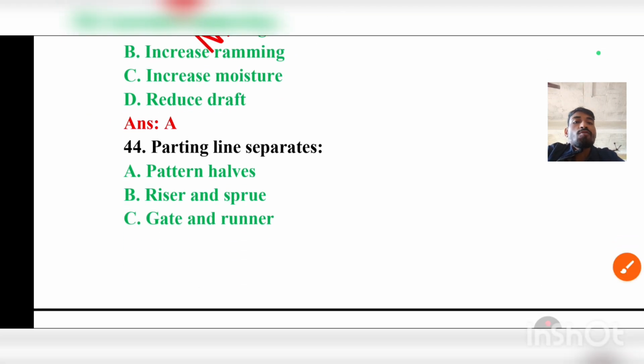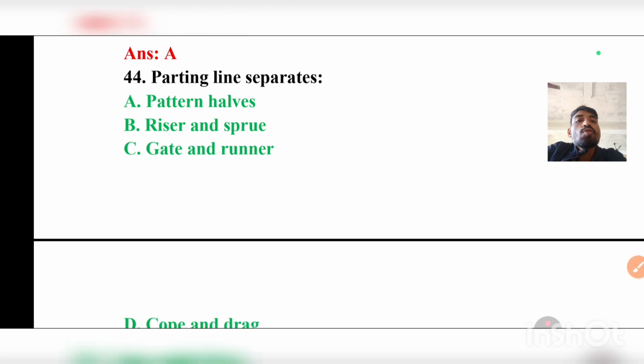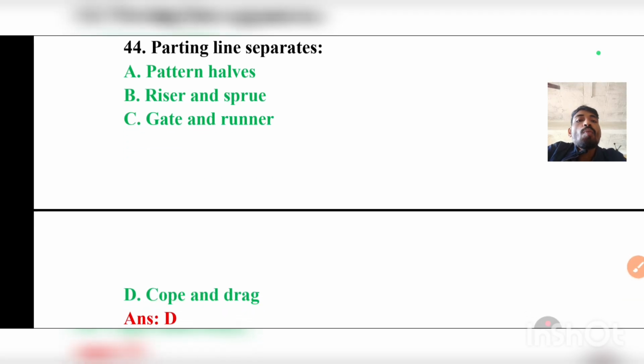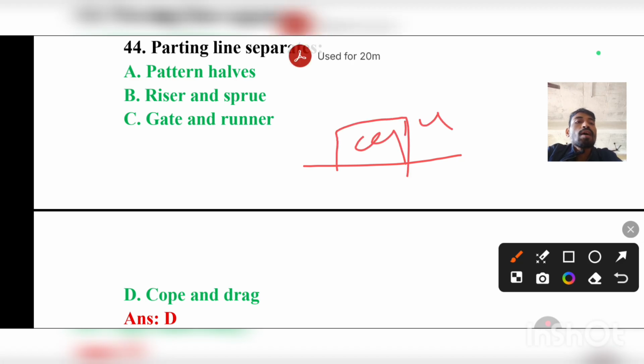Question number 44 is parting line separates pattern halves, riser and sprue, gate and runner or cope and drag. The correct option is your cope and drag. जो पार्टिंग लाइन होता है, इसका ऊपर रहता है कोप, इसका नीचे रहता है ड्रैग. Just remember it.